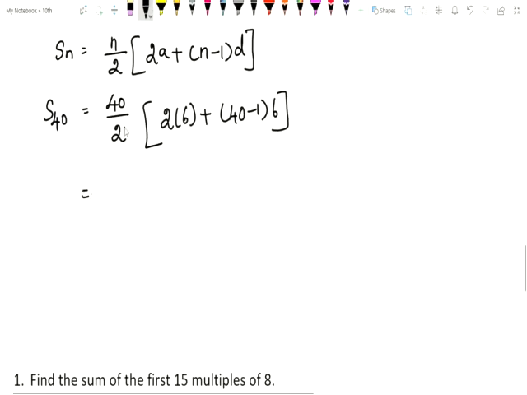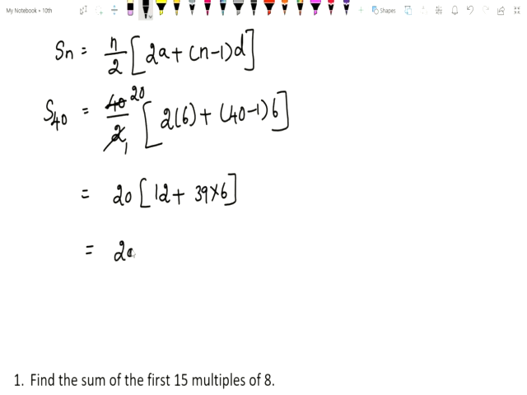So 40 by 2. 2 ones are 2. 20 twos are 40. So 20 into 2 6 are 12 plus 40 minus 1, 39 into 6. 20 into 12 plus 6 nines are 54, 4 remaining 5, 6 threes are 18, 18 plus 5, 23. 20 into, now you add this, 2 plus 4, 6, 3 plus 1, 4, 2, 246.